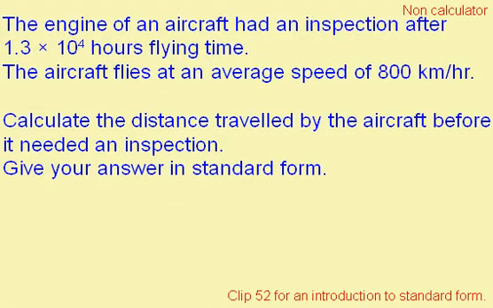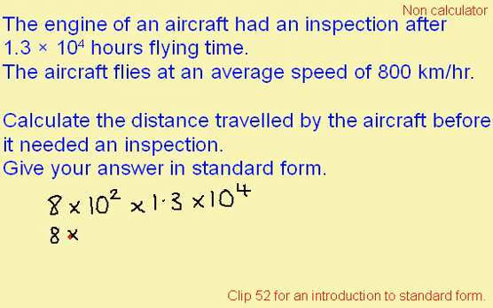In this question, I'm asked to calculate the distance travelled by an aircraft which is travelling at 800 kilometers per hour for 1.3 times 10 to the power of 4 hours. The first thing I'm going to do is write 800 in standard form as 8 times 10 to the power of 2. Then, because distance is time multiplied by speed, I'm going to multiply this by 1.3 times 10 to the power of 4.